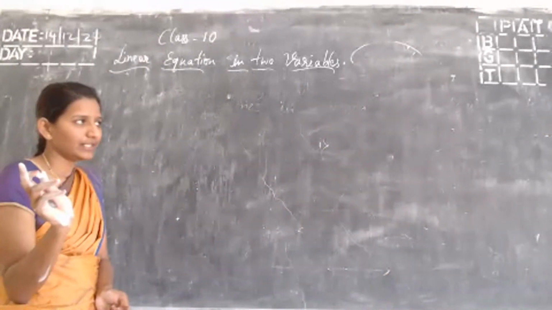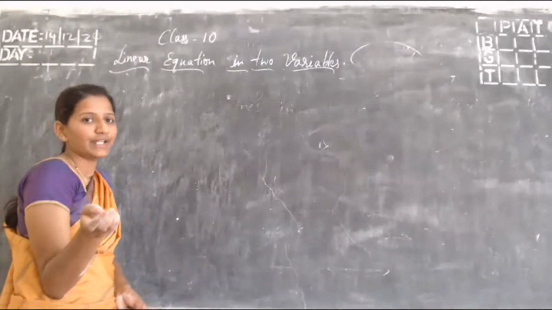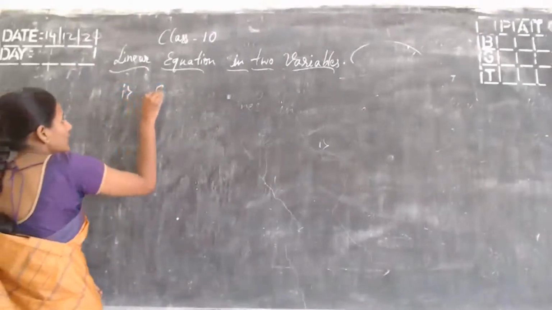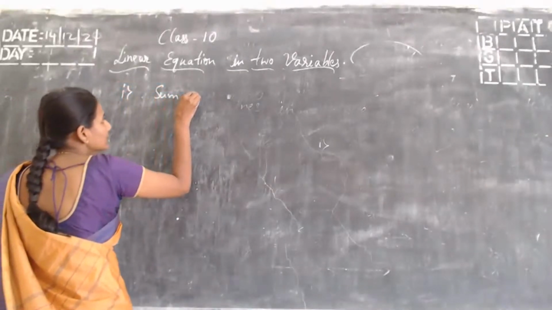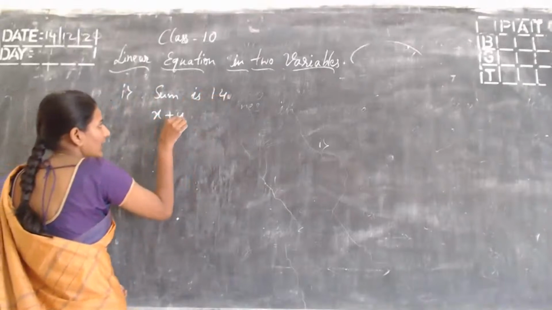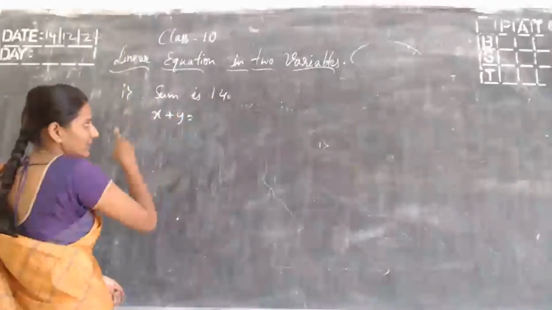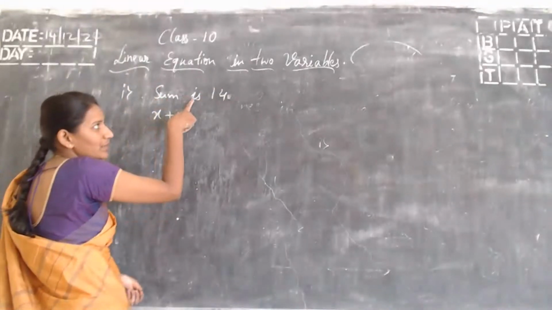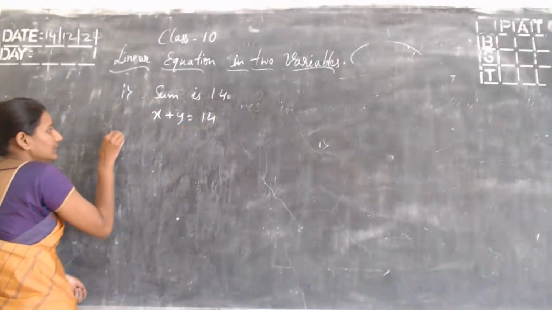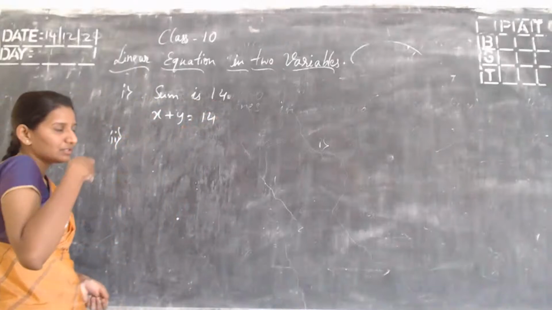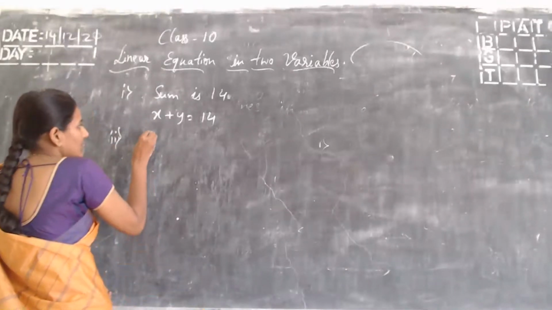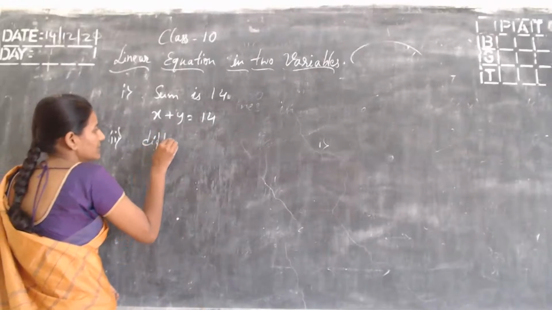See, we have already discussed how to write an equation. Sum of two numbers is 14, that is x plus y. If you want, you can rewind and see. Sum of two numbers is 14 means x plus y is equal to 14. These are the statements which we use in the next exercise problems. These are just examples.